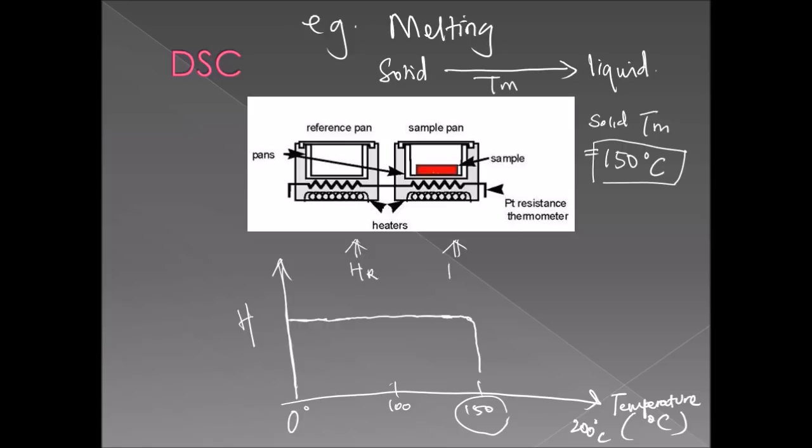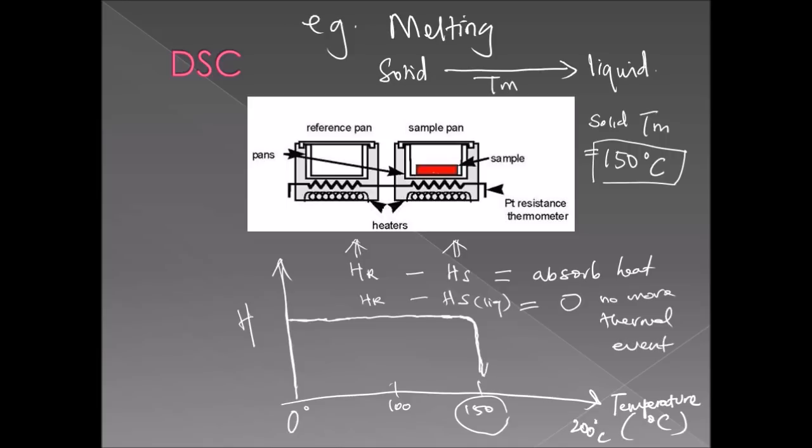So you have HR and HS. HR minus HS, there's a value. Okay, so means HS absorbs heat. And after the melting has completed, after the thermal event, your HR minus HS when they are already in liquid state is equal to 0 because there is no more thermal event. So your signal will go back to a baseline and continue up to the temperature that you have set previously. Okay, so this is how a DSC signal looks like.